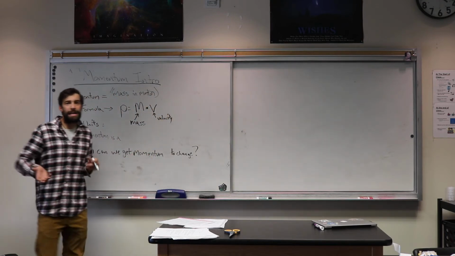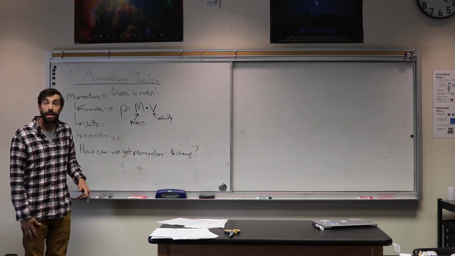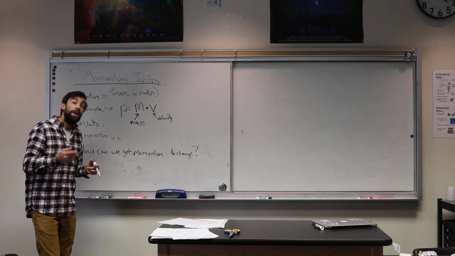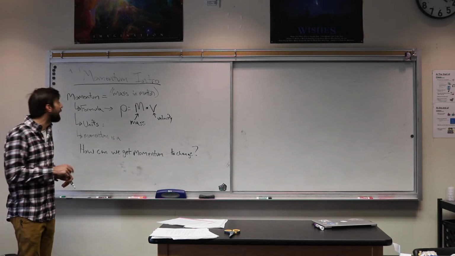So the formula for momentum is pretty straightforward. You take the mass of an object in kilograms and multiply it by the velocity of the object in meters per second. And that's how we calculate momentum. Pretty straightforward, nothing too crazy there.